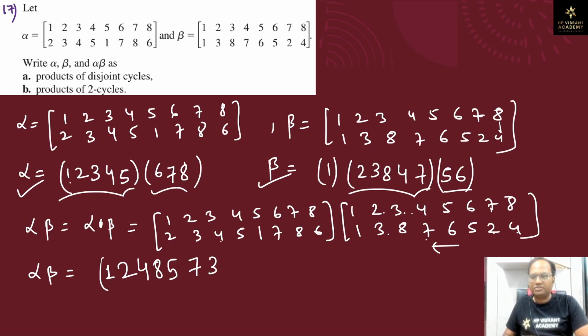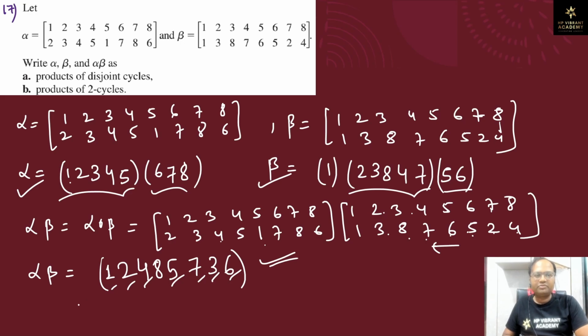Now we have 3 goes to 8, 8 goes to 6. Now we have 6 goes to 5, 5 goes to 1. So this is closed. So we have 1 2 3 4 5 6 7 8, everything is covered. So this is the value of alpha beta.